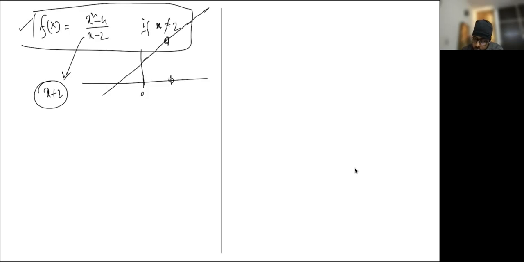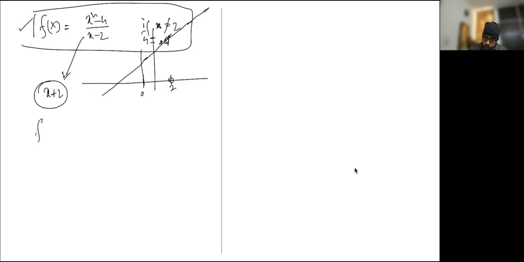Now, for this function, you can see that as you get closer and closer to 2, the function behaves in a nice manner, in the sense that it does not vary too much. If you look at the function values, they get closer and closer to the point 4.